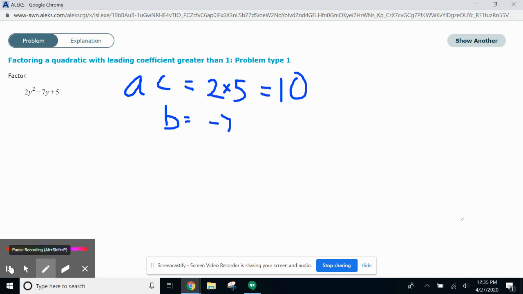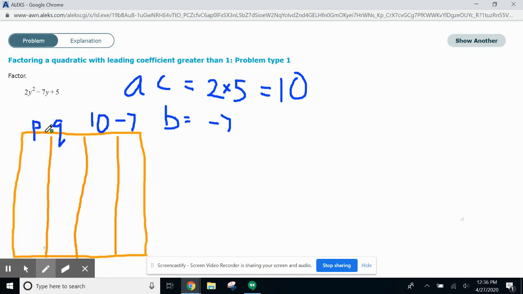So let's make a table. So if we have PQ, 10, and negative 7, let's pick some numbers that multiply to 10 and add to negative 7. So P and Q for 10, we can start with 1 and 10. 1 times 10 makes 10. That's good. 1 plus 10 makes 11, and that's a no. All right. Let's try another one.